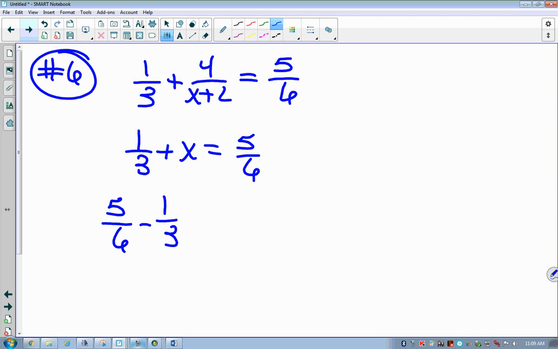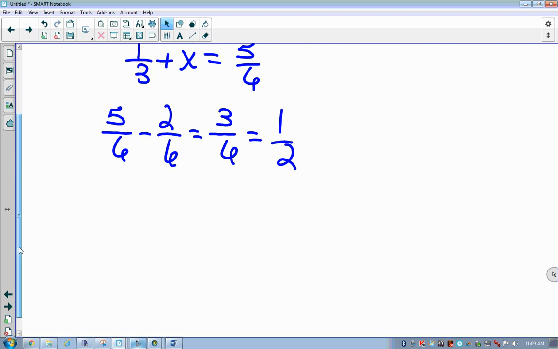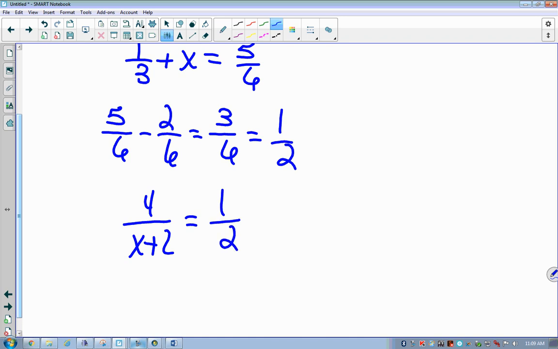Well, that would be the same as 5/6 minus 2/6 in order to get a common denominator, which is going to give me 3/6, which is going to give me 1/2, right? So we know this. What does 4 over x plus 2 equal? 4 over x plus 2 equals 1/2. All right, notice that my numerator is 4. What would my denominator have to be to make the fraction with a numerator of 4 equal to 1/2?